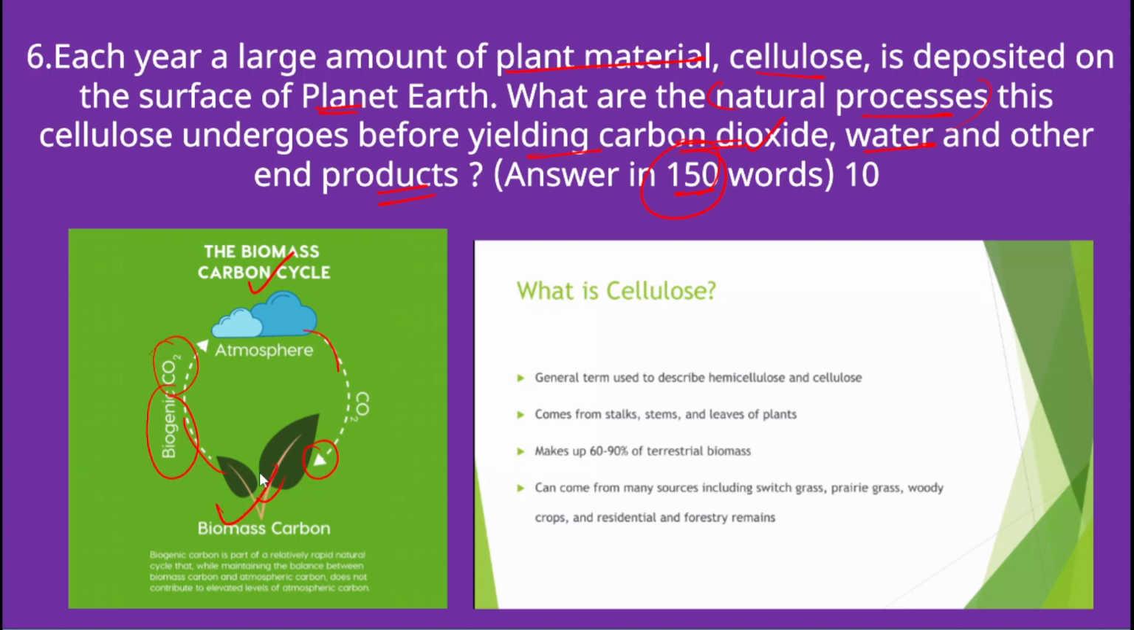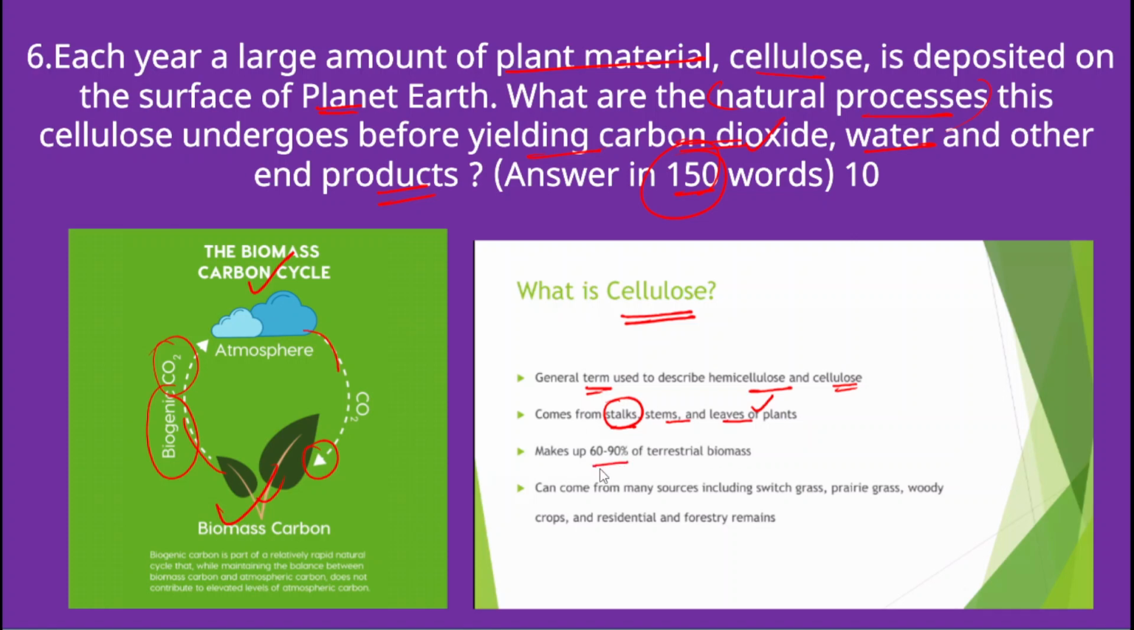So this is briefly about the carbon cycle. Now in this context, we need to understand what exactly cellulose is. Cellulose is actually a general term used for describing hemicellulose and cellulose. Cellulose usually comes from stalks, stems, and leaves of various plants. Also remember, cellulose is only present in plants but not in animals.